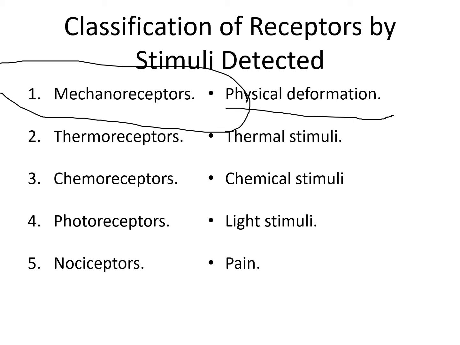Chemoreceptors detect chemical stimuli. You learned in SCB 203 that there are certain receptors that respond to oxygen, for example, and carbon dioxide. Photoreceptors are going to respond to light. So we're going to talk more about this when we cover the eye in later lectures. The one you may not be familiar with are nociceptors, and these are pain receptors.